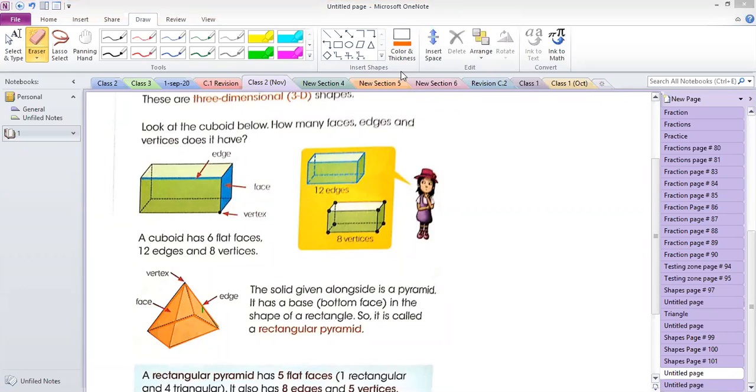I don't know how to draw it. But there's eight, sir. If you are not able to draw it, no problem. Okay, but you should be able to recognize it. Okay, you should be able to recognize it. That is it a rectangular pyramid or not?